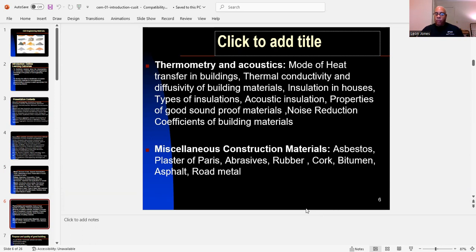And some of these are used for insulation, or they were used for insulation. You don't see a lot of them now. Asbestos. You have to be certified to work with asbestos because over the years, asbestos can become fatal if you inhale too much of it. Then you have plaster, abrasives, rubber, cork, bitumen asphalt, or we call it bituminous asphalt, which is basically asphalt. Then we have road metal.